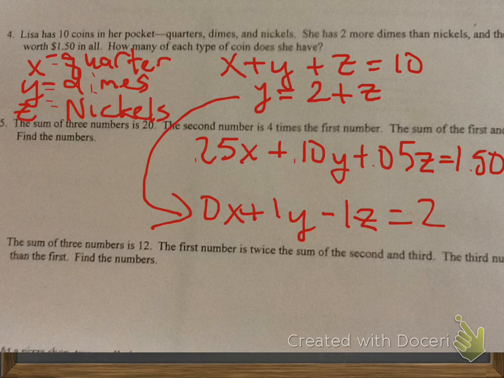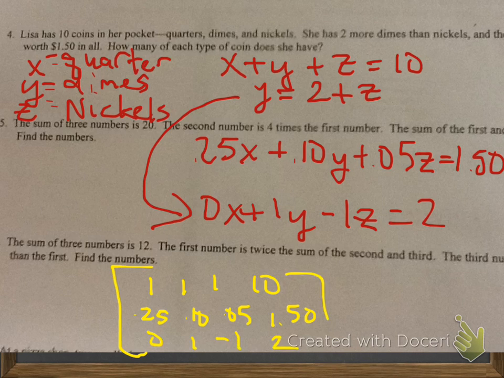Then I could plug that into the calculator with the reduced row echelon form. Yeah, it should look something like this: 1, 1, 1, 10; 0, 1, -1, 2; 0.25, 0.10, 0.05, 150. That's the inverse one? No, this is the reduced row echelon form one, the one that y'all usually prefer.